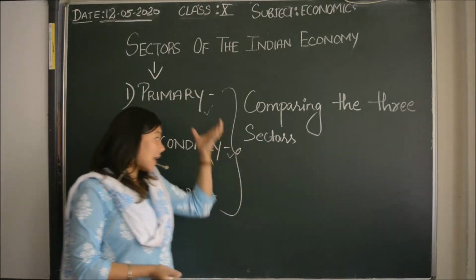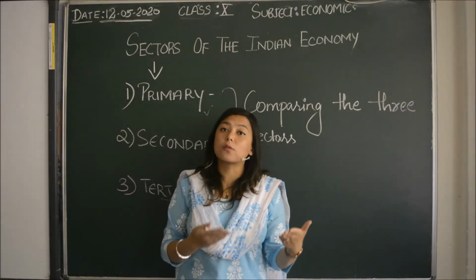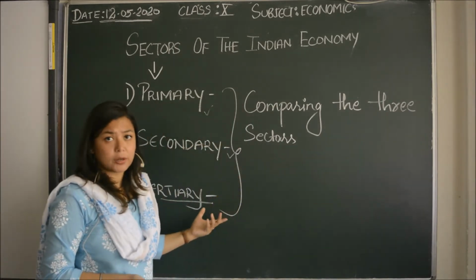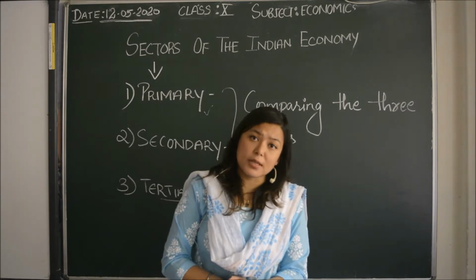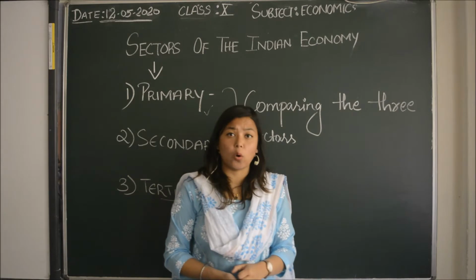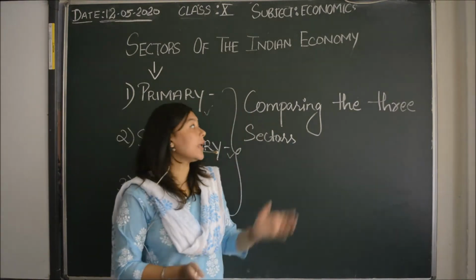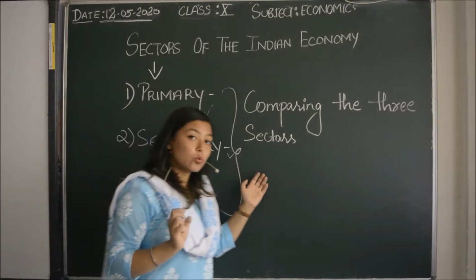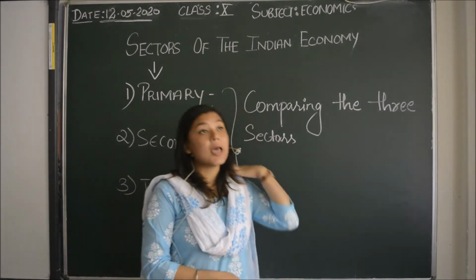Now we all know that these sectors produce a large number of goods and services. And there are many people working here in order to produce some goods and services. The next thing is, how can we know how many goods are being produced and how many people are working in each sector?